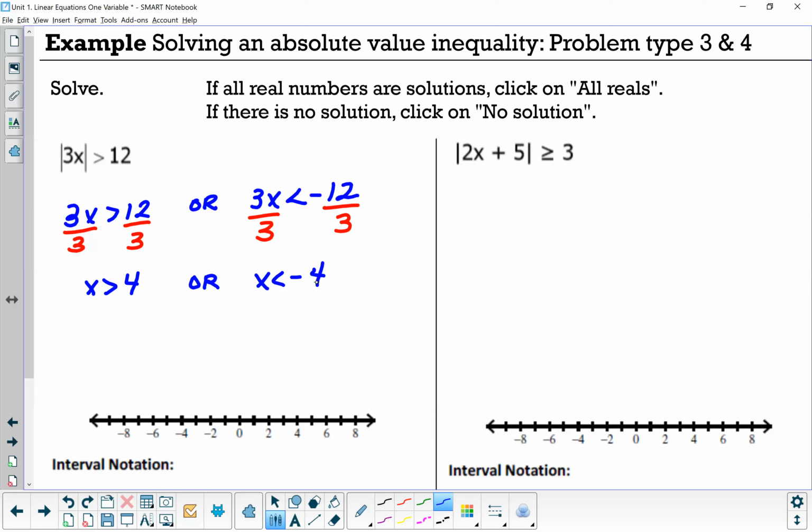Okay, so our graphs, we go greater than 4. So you can use a parenthesis. You can also use an open circle if you prefer that. If I use the open circle and I shade to the right, that's the same as the parenthesis. And if I use an open circle and shade to the left, that's the same as the parenthesis.